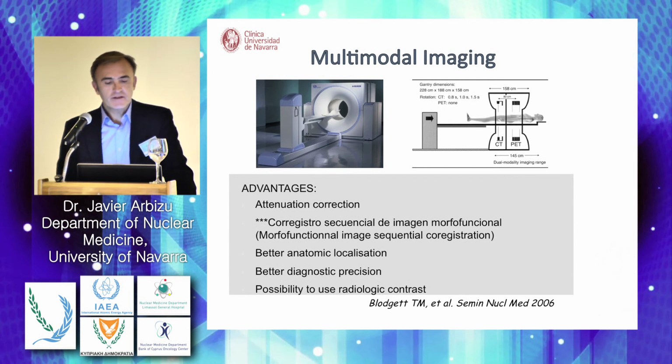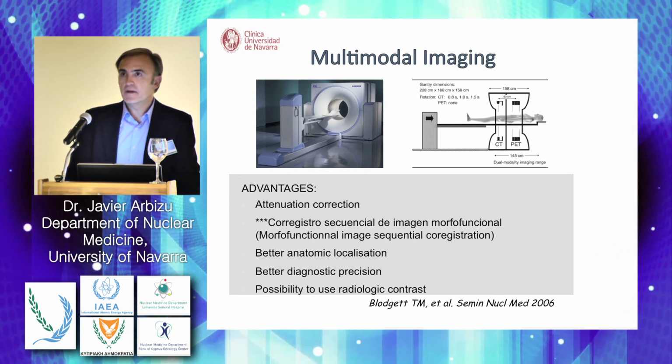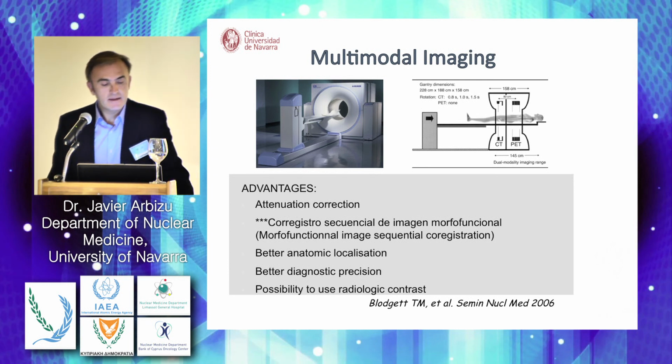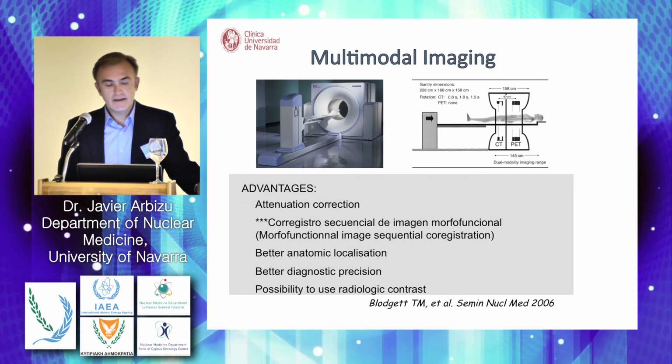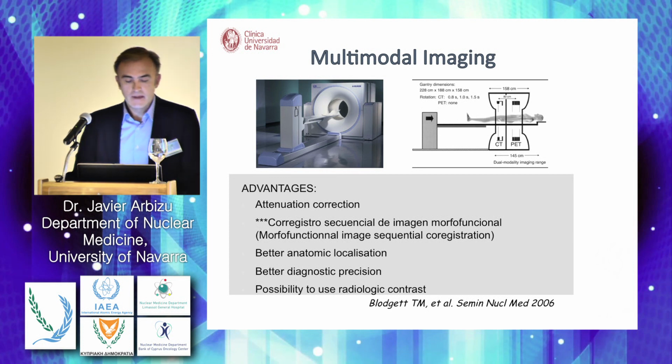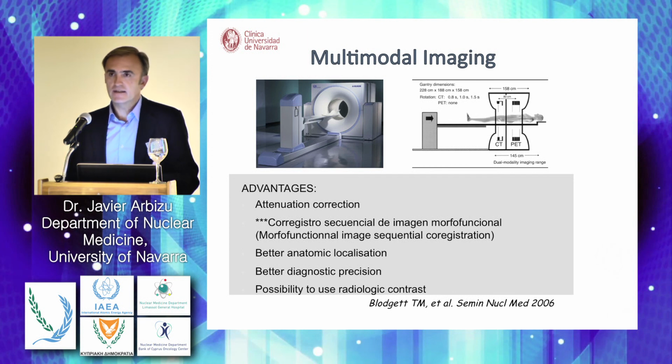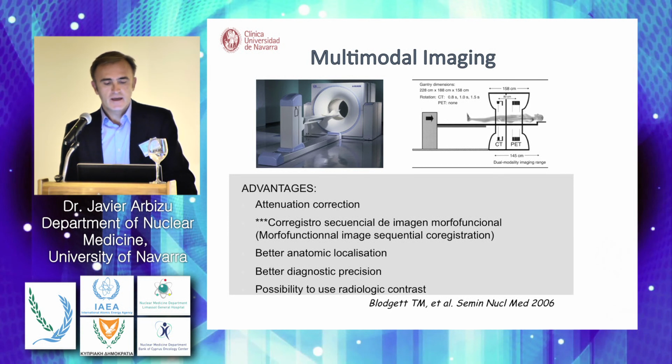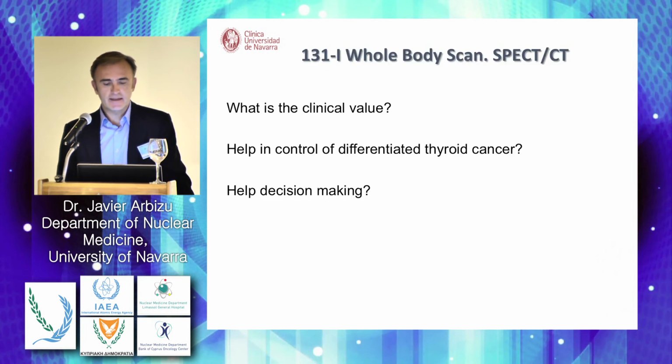Well, what are the advantages of these multimodal images? One of them is the attenuation correction, which could be very useful, and also the co-registration of multifunctional images to look at the location of anatomic areas, diagnostic precision, and the possibility to use radiologic contrast in these patients, because we can use the CT just for the attenuation correction, but also we can inject the iodine contrast to better look at the images, so a diagnostic or non-diagnostic CT.